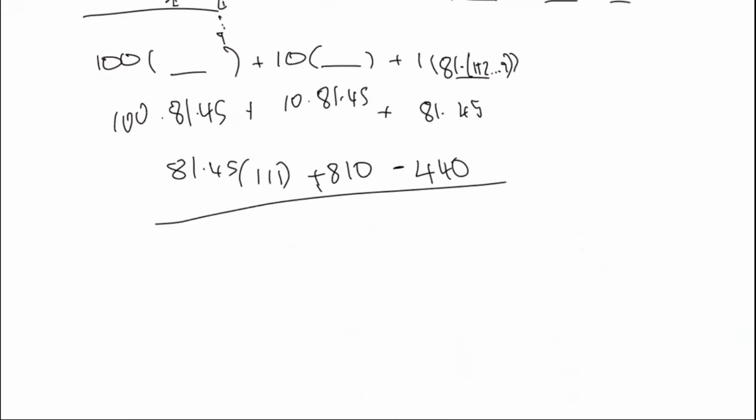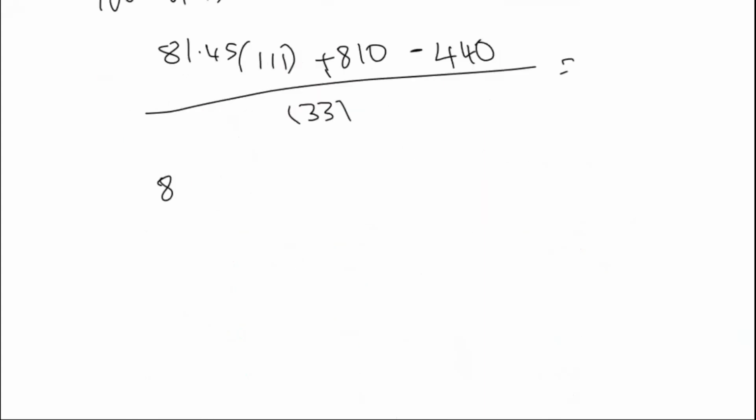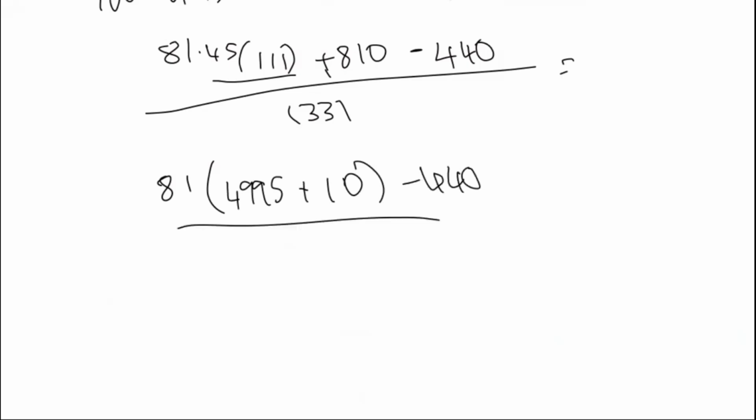So we get 440. We need to subtract that. And in the end, we need to divide by 1331 because it's asking us for expected value. And so we need to divide it by our total number of cases. And so now the hard part is just evaluating this. So we factor out 81. So this is 45 times 111. So when you evaluate that, that's 4995 plus 10 minus 440 divided by 1331.